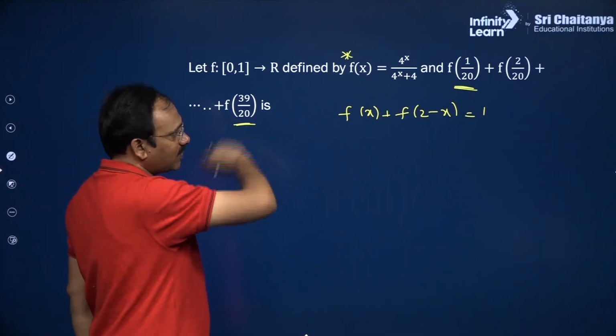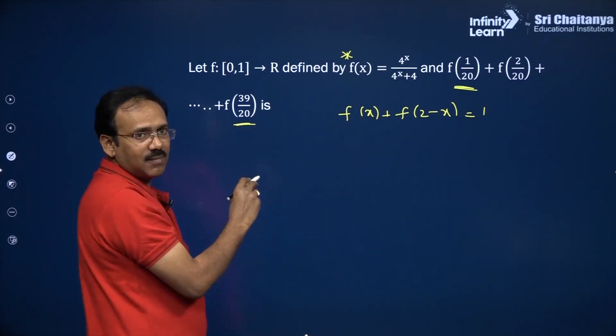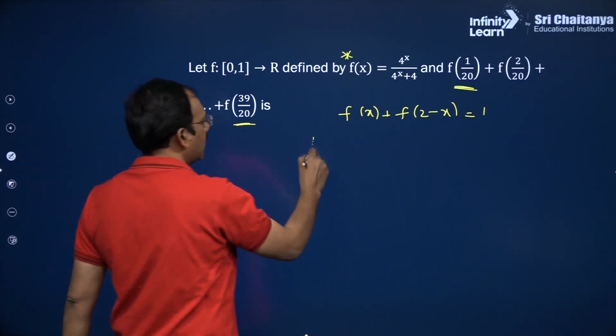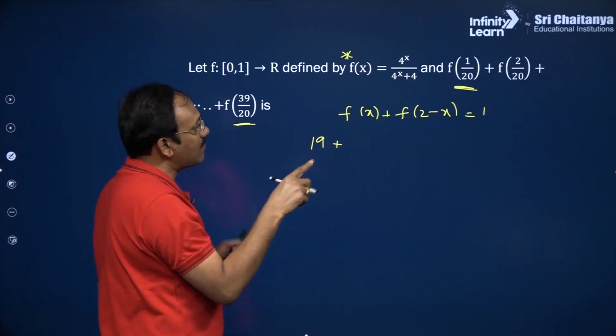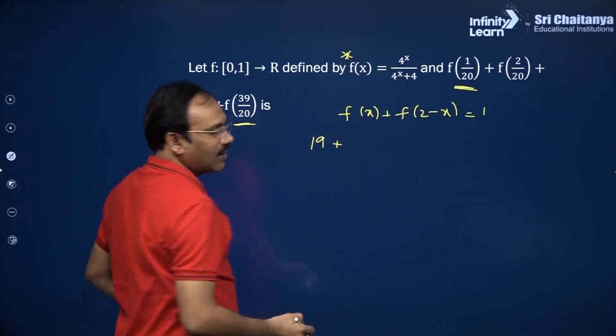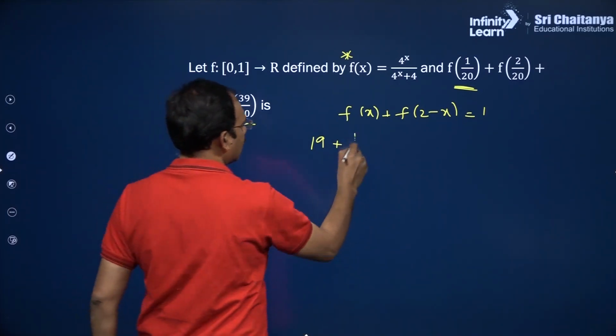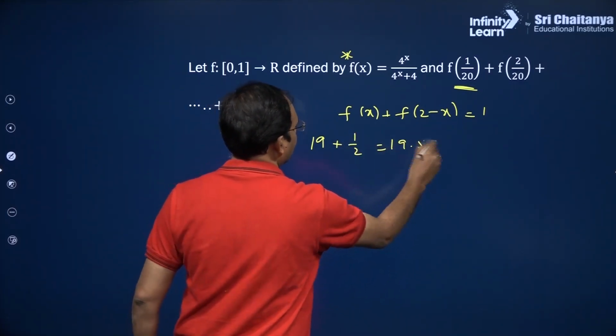So, if you pair up the first and last, 39 terms means 19 pairs, plus in the middle you will be left with f of 1 by 2. f of 1 by 2 will become 1 by 2 itself. So, 19 plus 1 by 2, which is 19.5, is the answer.